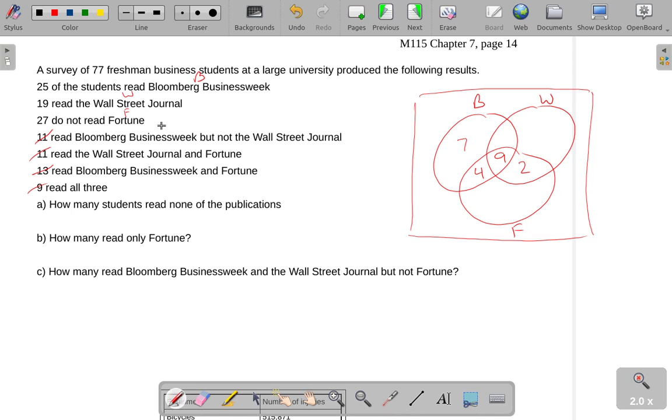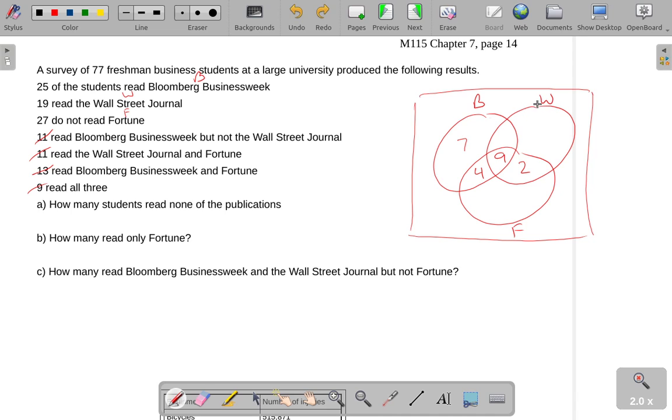27 do not read Fortune, which means the outside of Fortune. These 4 regions: this one, this one, this one, and that one. Those would be the people who have not read Fortune. We only have one of those 4 numbers, so I can't use this information yet. I need to have only one of them unknown in order to use this information. So let me skip it for the moment and try Wall Street Journal.